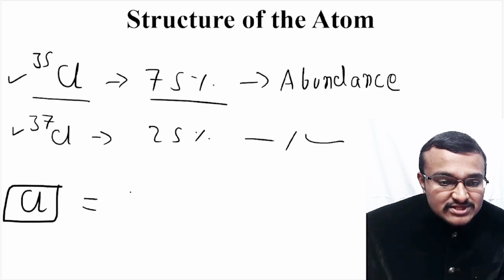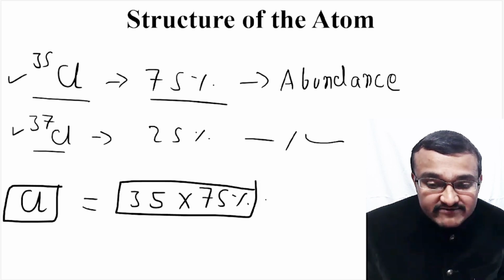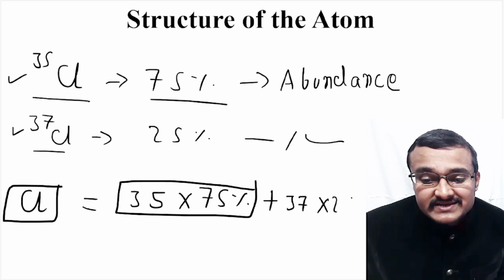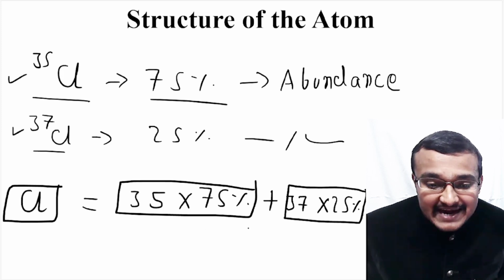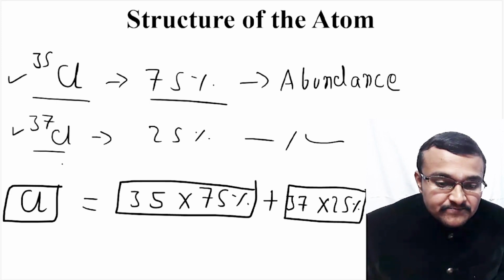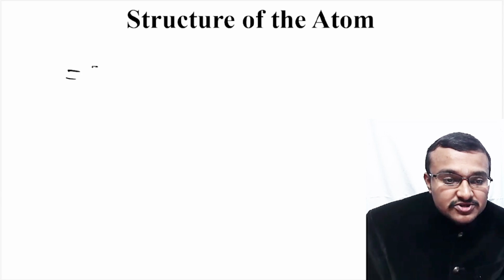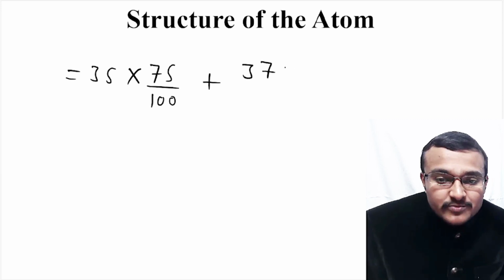The first isotope has 35 as its atomic mass number, with 75% abundance. The second isotope of chlorine is chlorine 37, which has 37 as its atomic mass number, and 25% abundance. Now you should add these two so that you get the average atomic mass number for chlorine. How to express 75%? 35 into 75% will be 75 by 100, plus 37, since chlorine 37 has 25% abundance, it will be 25 by 100.